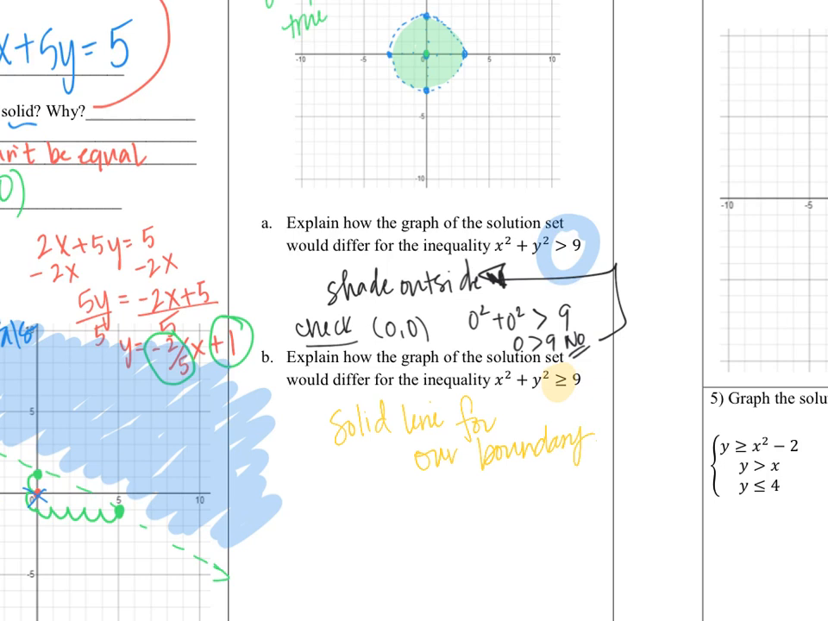So, quick sketch, if we had this guy, we would shade everything outside for this picture. And if we had this guy, this is what I mean, nice solid boundary, but it would still be greater, so we would still shade outside our circle.